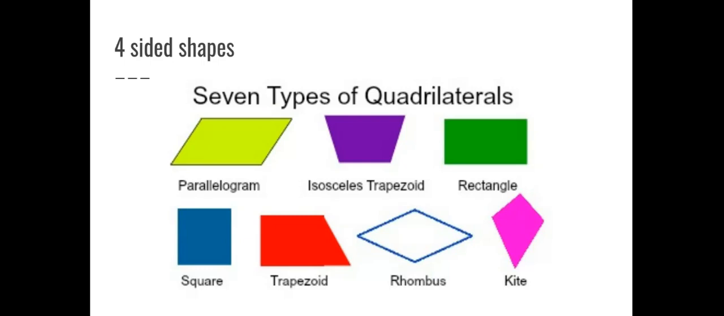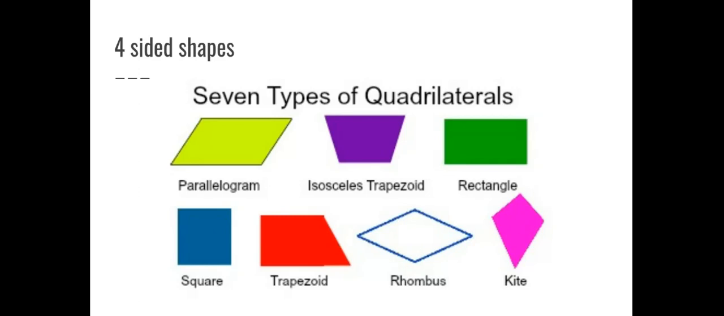Shapes G, H, I, and J are all trapezoids. Shapes I and J are rhombuses. Shape J is a square. Shapes J and K are rectangles. And shapes I, J, and L are all kites.